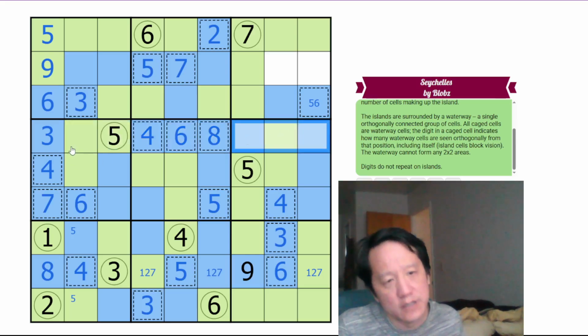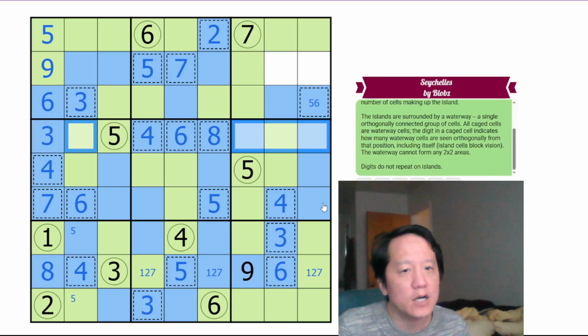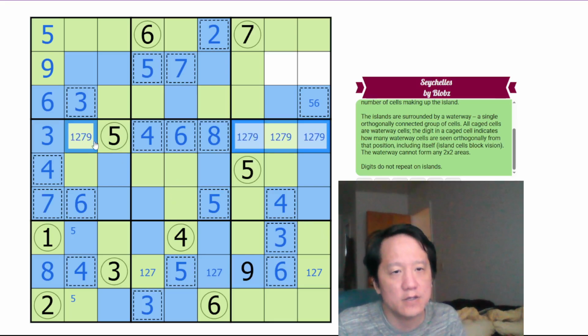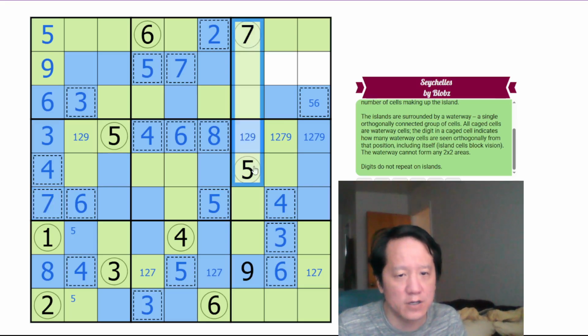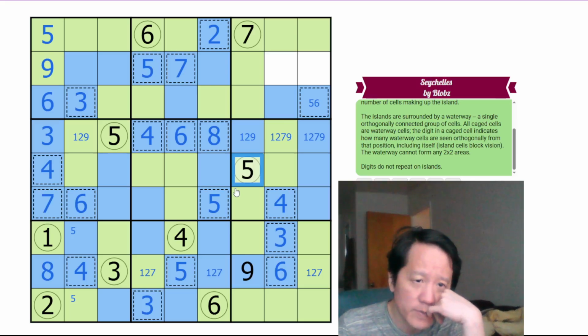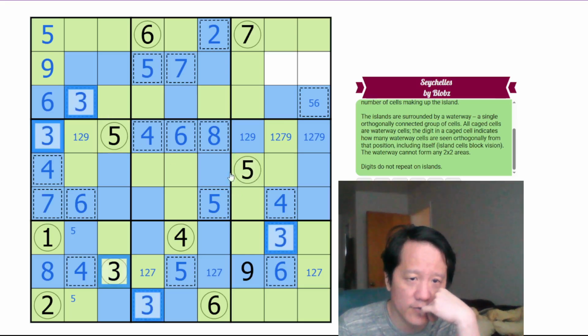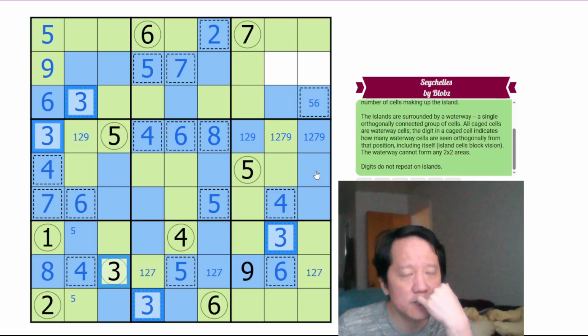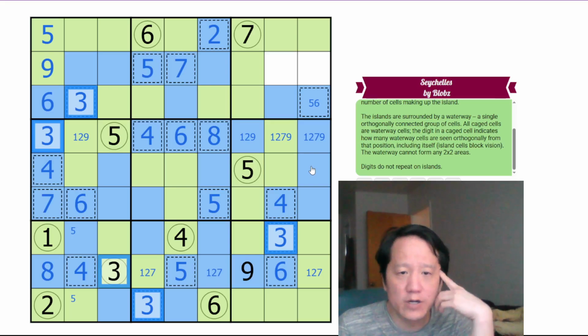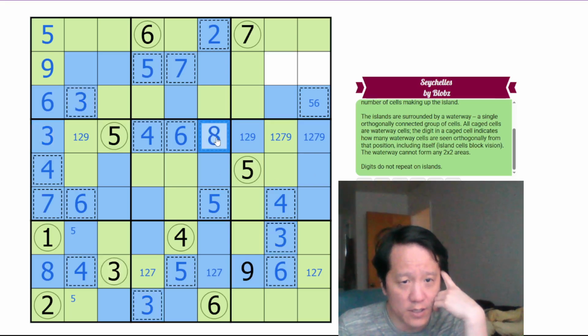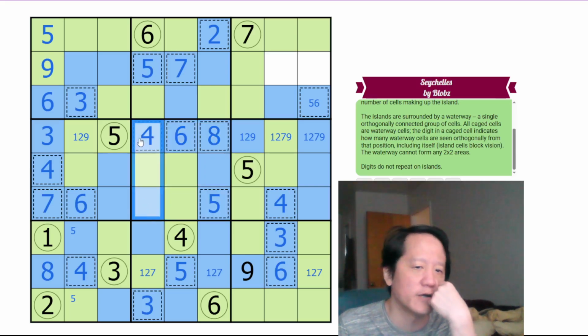Remaining digits in row 4. We have 1, 2, 7, 9. This can't be 7 because of 7 in the box. No 7 here because of 7 in the column. That's all we really have. Okay. Where is 3 in box 5? Can't be... Well, never mind.